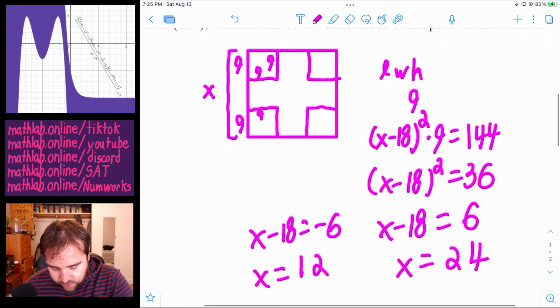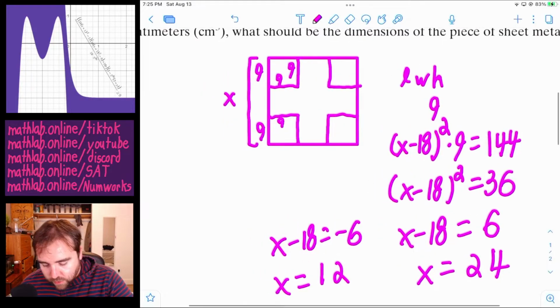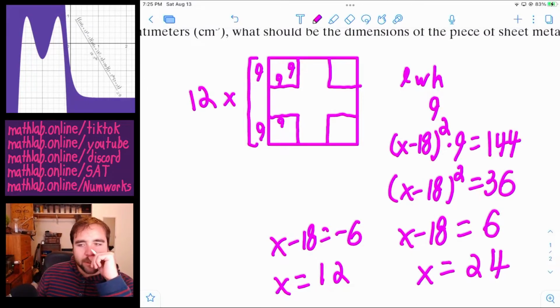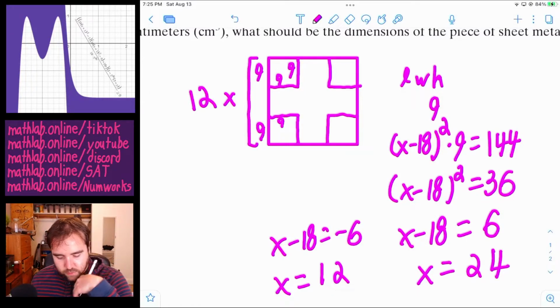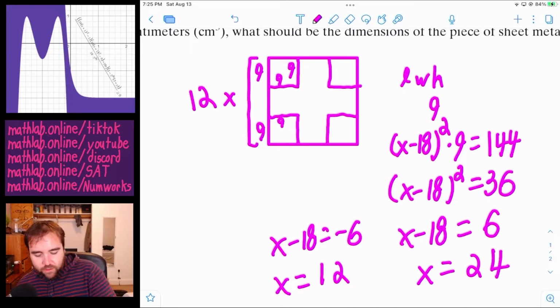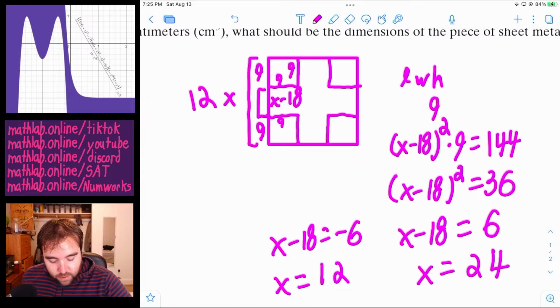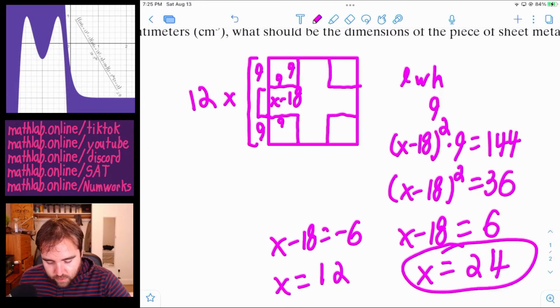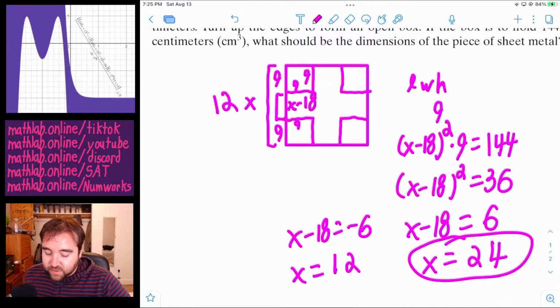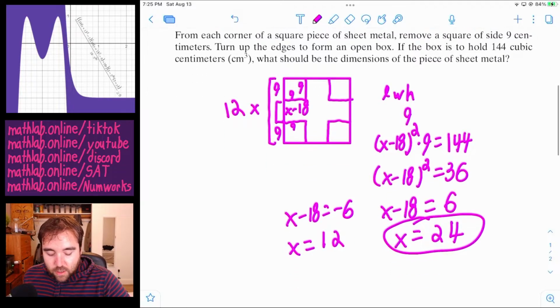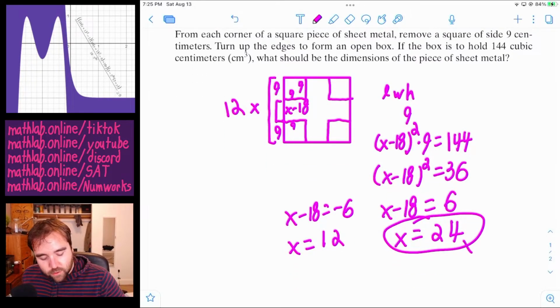So let's see. Which of those could x be? Well, if x was 12, then how are we going to cut two 9 centimeter squares out of that? Because we said that this length right here is x minus 18. So if that's 12, how is that going to work? That ain't going to work. x has to be 24. Because then that's going to be 6, and we'll have 6 times 9, which is 144. So the original dimensions of the sheet metal have to be 24 by 24.